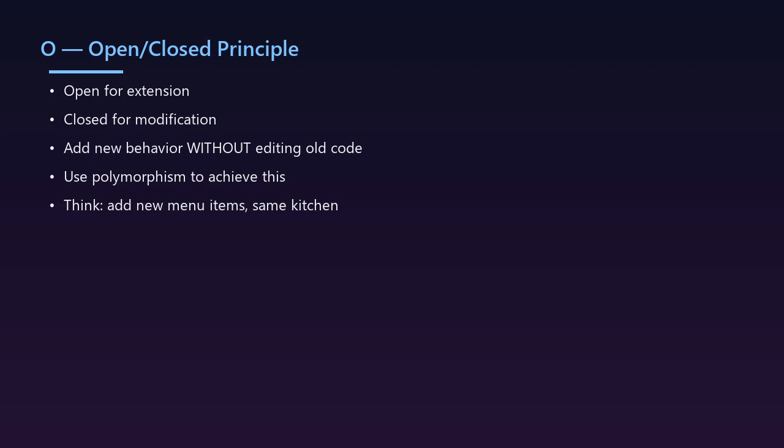Next up, the open-closed principle. A module should be open for extension, but closed for modification. What does that mean? You should be able to add new behavior without changing existing code. Think of it like a restaurant again. You can add new menu items, but you don't rebuild the kitchen for each one. The kitchen stays the same. New items just follow the same process. In code, we achieve this using polymorphism.